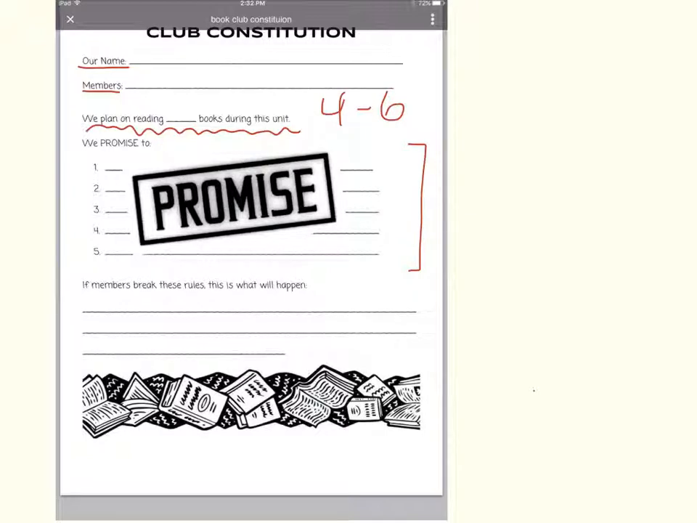And then finally, you're going to fill out this last part. If members break the rules or the promises above, this is what will happen. Do they get a pass the first time? Do they have to stay in for recess to complete their work? Do they have to complete it at home that night? What are your consequences for promises being broken above? You need to think about that and write it in when you fill out your book club constitution.